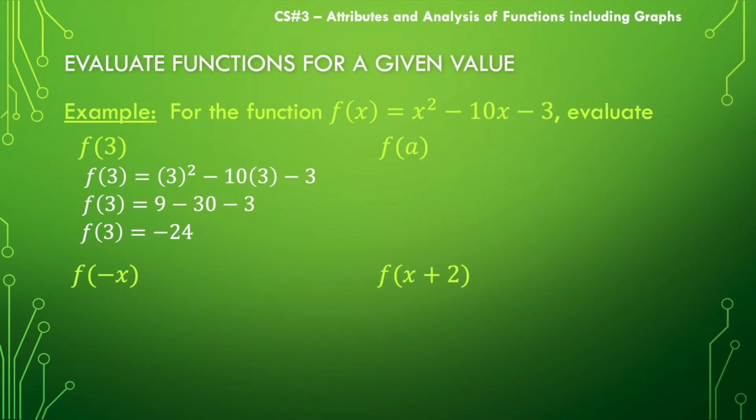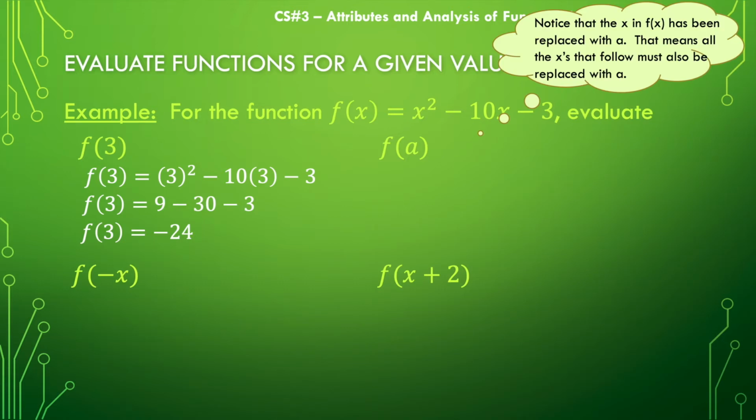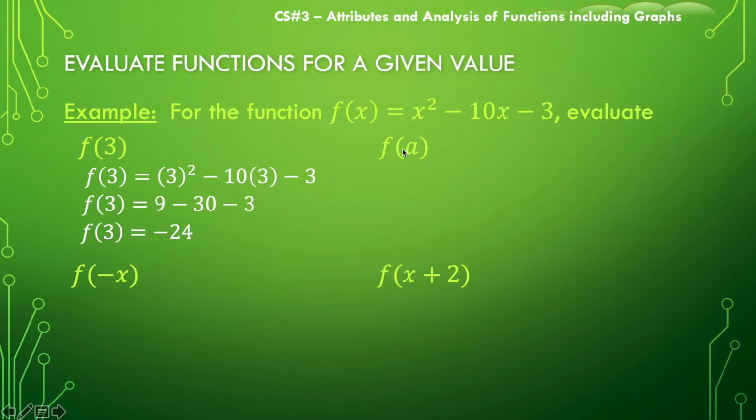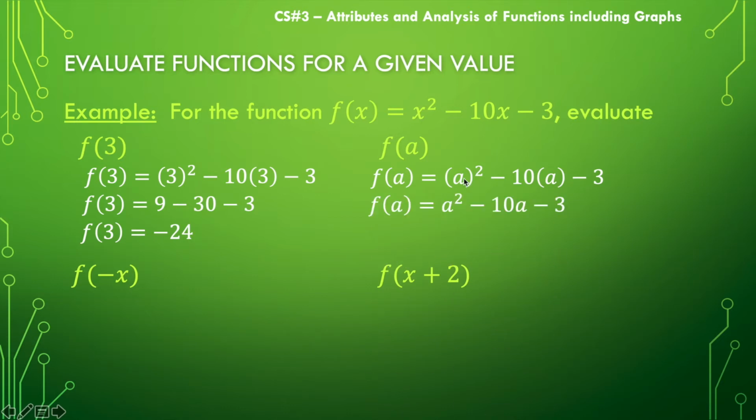Now if you're looking at f of a, again, you're replacing x with a, right? We're taking this x and replacing it with a. So that means we're going to take every other x and replace it with a as well. And then we simplify it and combine like terms, but there are no like terms in this case. So we can just say that that's good as it is.